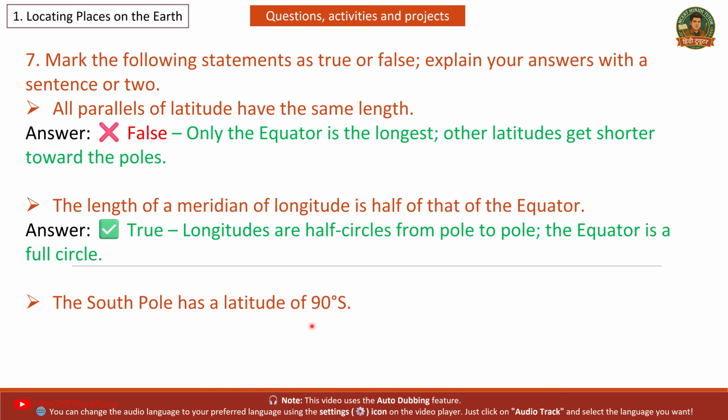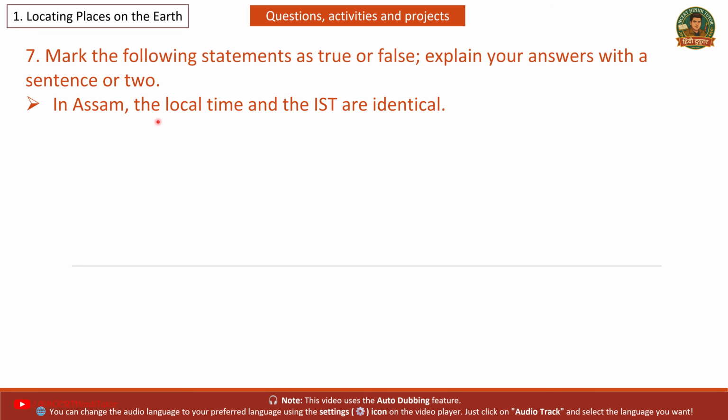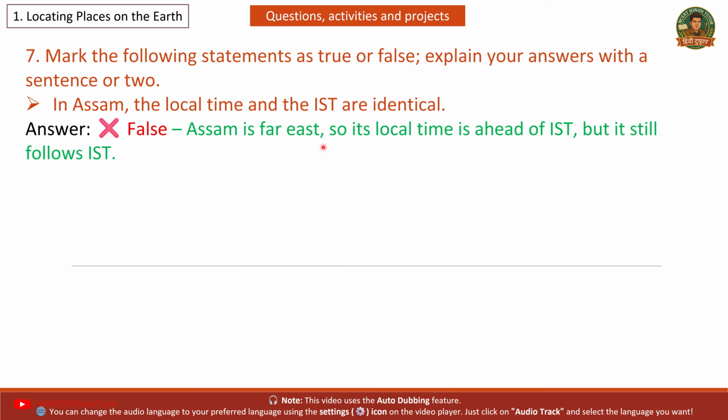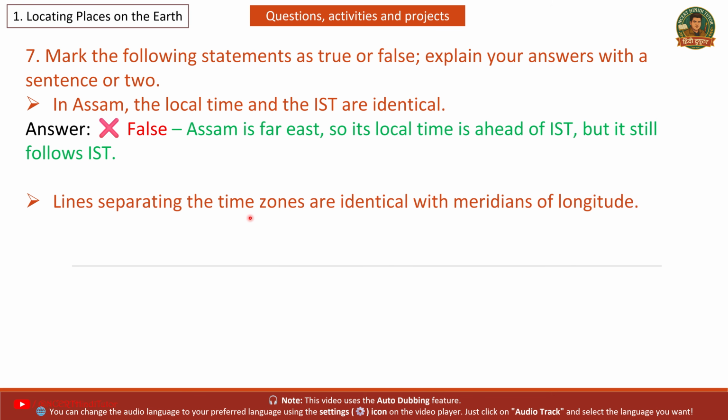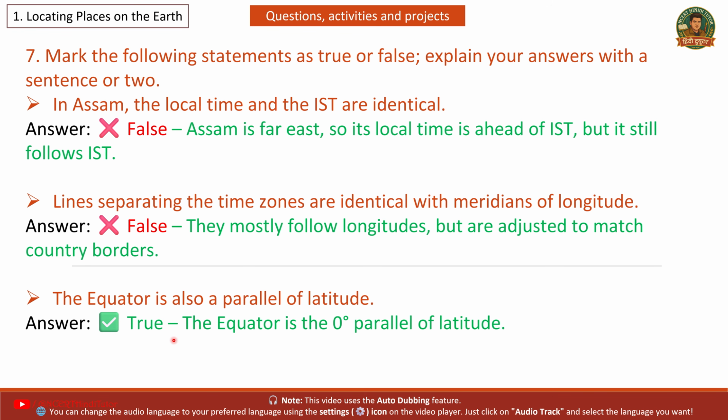Next, the South Pole has a latitude of 90° south. Answer: true. The South Pole is at the southernmost point of the Earth. Next, in Assam, the local time and the IST are identical. Answer: false. Assam is far east, so its local time is ahead of IST, but it still follows IST. Next, lines separating the time zones are identical with meridians of longitude. Answer: false. They mostly follow longitudes but are adjusted to match country borders. Next, the equator is also a parallel of latitude. Answer: true. The equator is the 0° parallel of latitude.